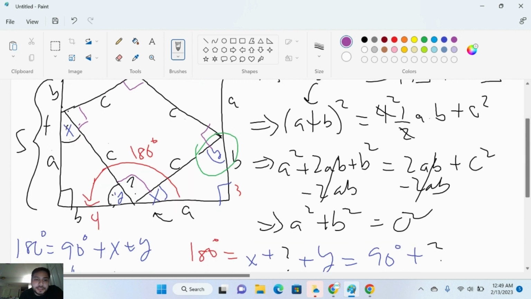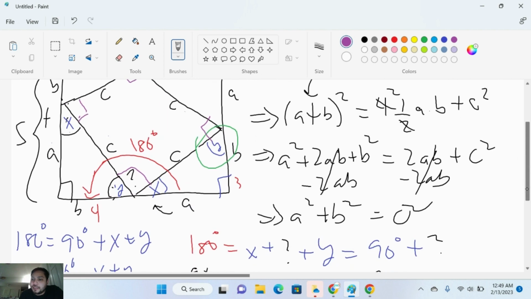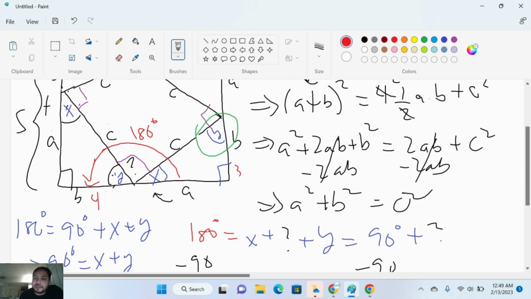So that validates the fact that the inner shape is indeed a square, and that means we can calculate the area as the sum of the pieces, and lo and behold, we end up with the Pythagorean theorem.